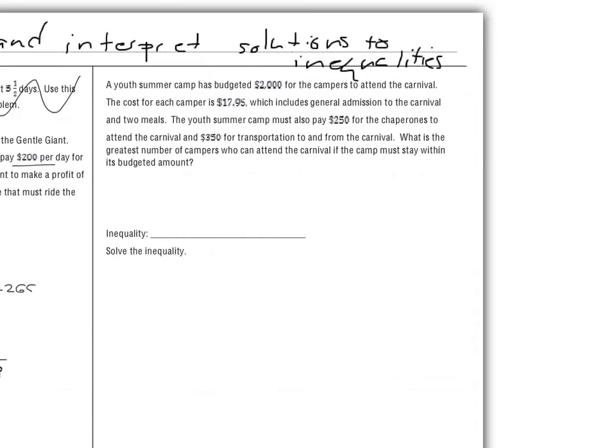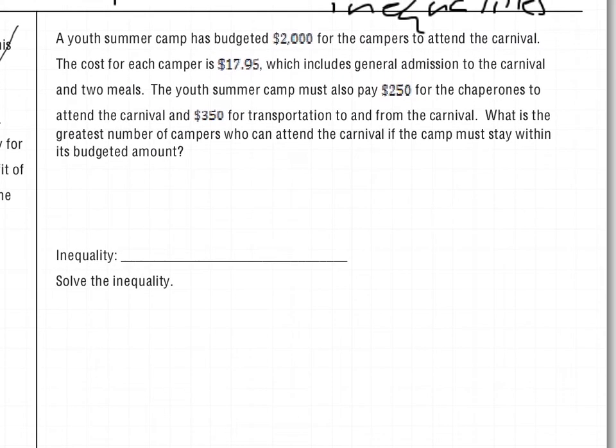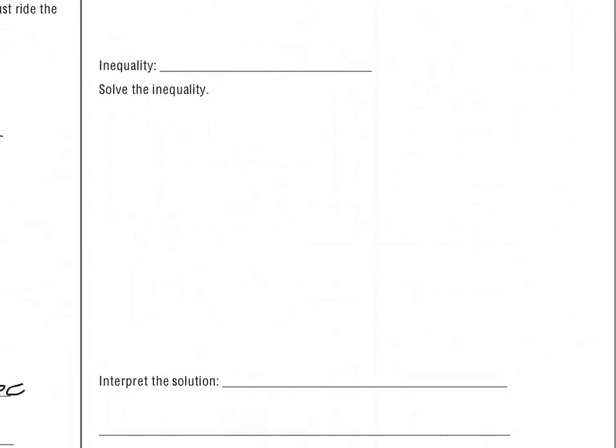All right, come on over to your next problem. We have a youth summer camp that is budgeted for $2,000, and the campers attend a carnival. The cost for each camper is $17.95, which includes general admission to the carnival and 2 meals. The youth summer camp also must pay $250 for the chaperones to attend the carnival and $350 for transportation. What is the greatest number of campers who can attend the carnival if the camp must stay within its budgeted amount?